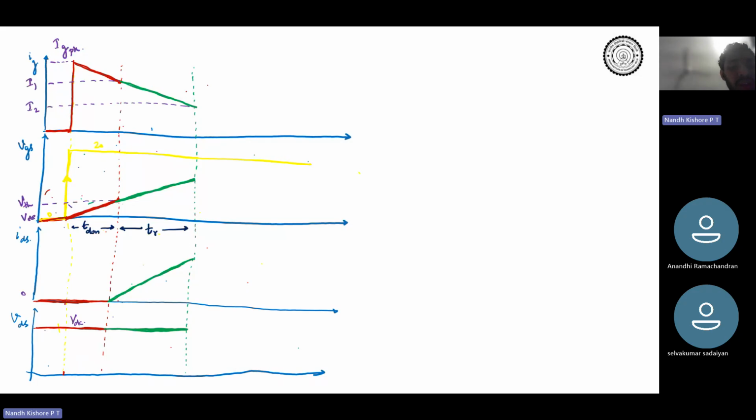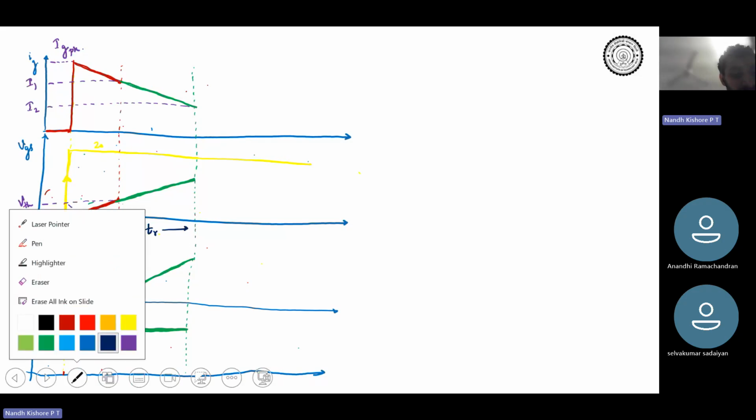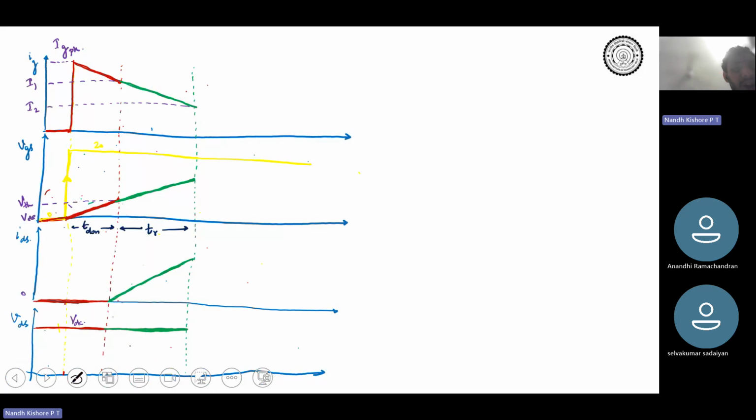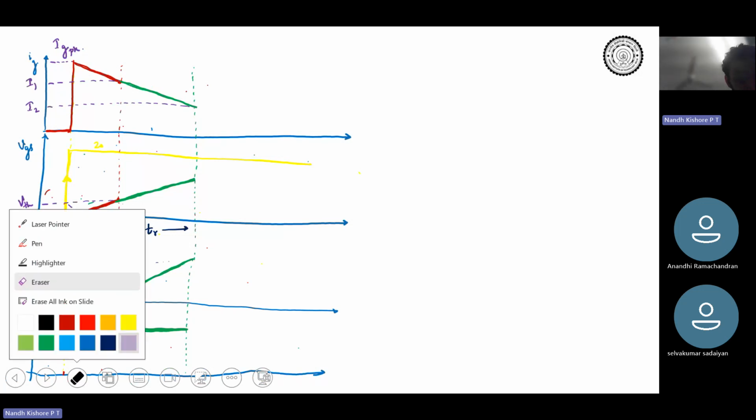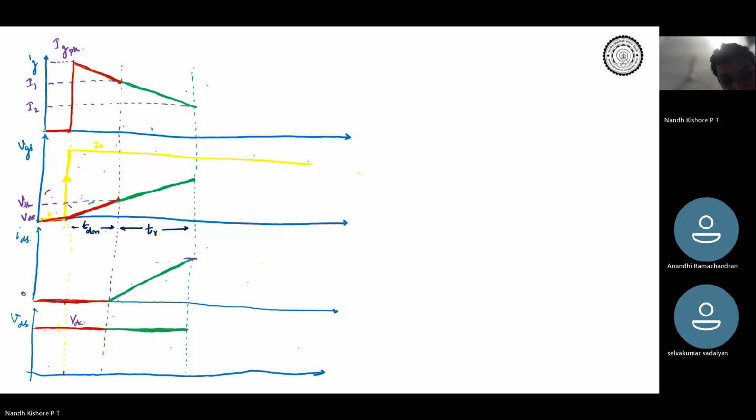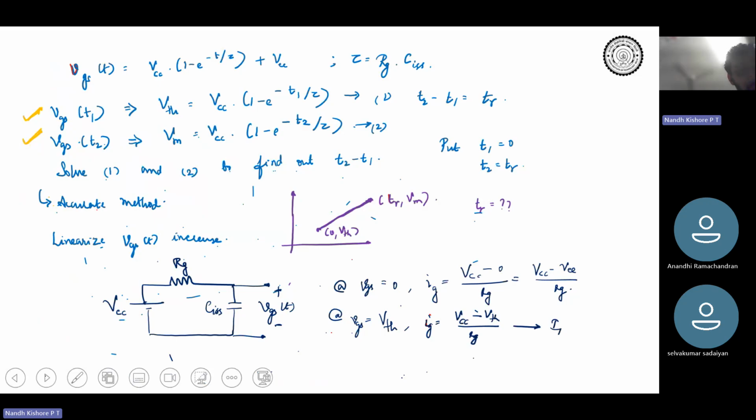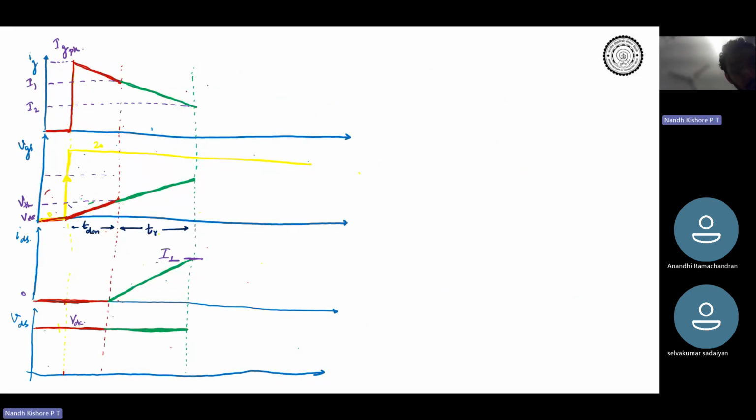So this is I2, and we said that this is your IL, the full load current. The gate source voltage at which the device starts carrying your full load current is known as Miller voltage. This is also given in the problem. So V Miller.